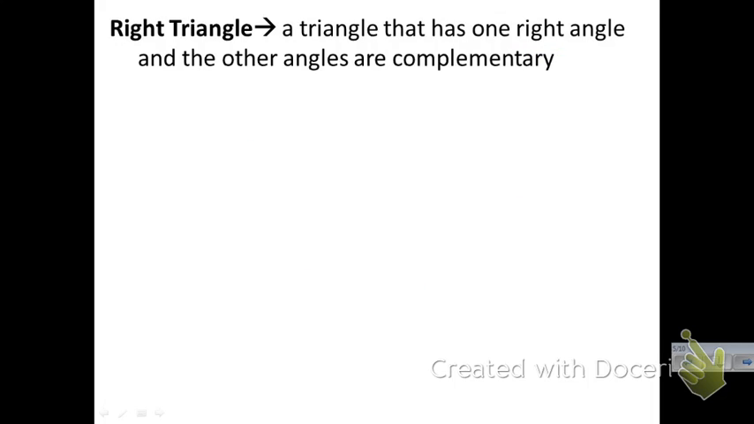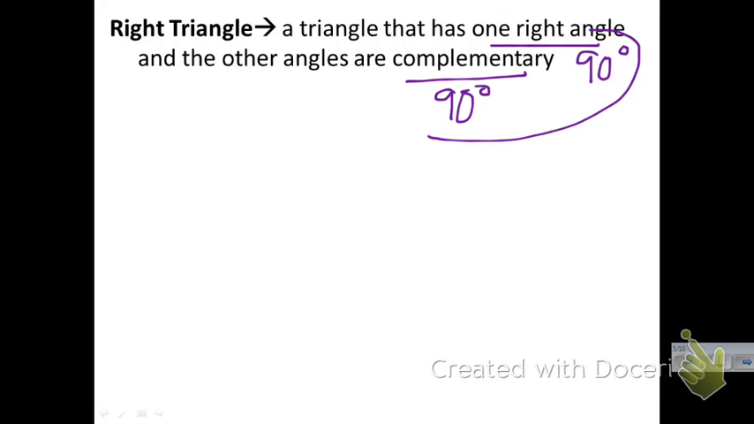Okay, a right triangle is defined as a triangle that has one right angle, and we talked about a right angle measures 90 degrees, and the other 2 angles are complementary. And then we also said, here's another vocabulary word, complementary means that they are 2 angles or more than 2, but in this case it will only be 2 angles that add to be 90 degrees. So then all together, all 3 of our angles will add to be 180 degrees, and that's how you know you have a triangle.